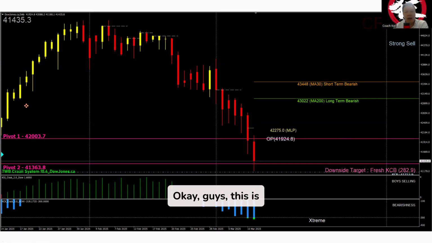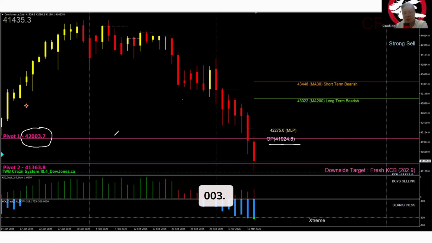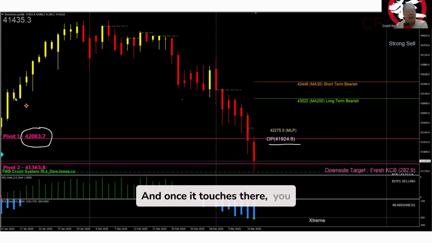Okay, guys, this is the Dow Jones as of yesterday. This is where things got really, really crazy yesterday. So let's take a look at what happened. First of all, you can see that the Dow Jones yesterday opened at 41,924 and went up to touch pivot 42,003. And once it touched there, you notice that the market just couldn't go higher.